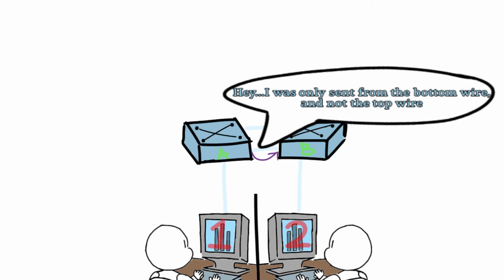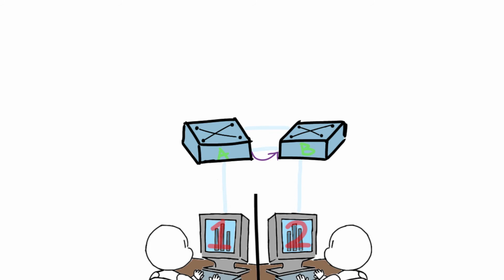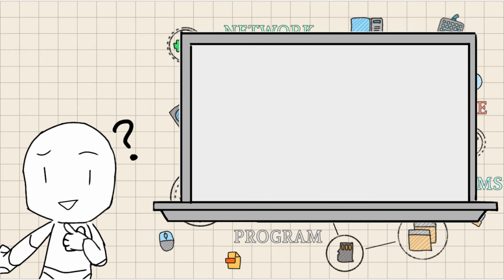So the switch will read this message also and send it back through the top wire, back to switch B. Now switch B will receive the messages again and will think the same way switch A did, and send the messages through the top and the bottom wire back to switch A. And this will just create an endless loop between the two switches sending the message. Now, how can you solve this problem?